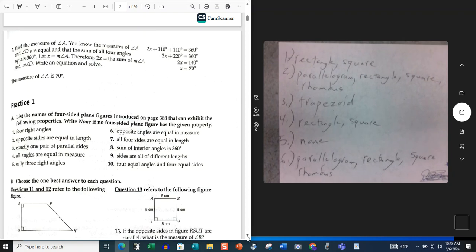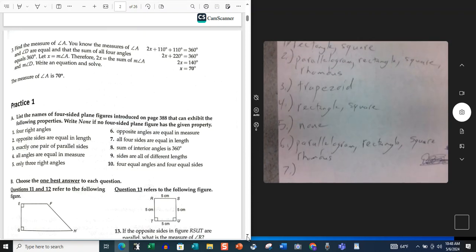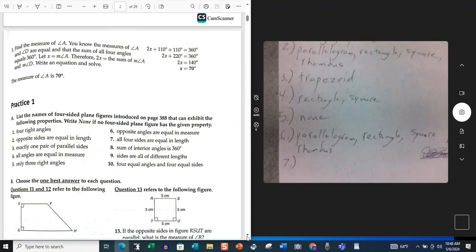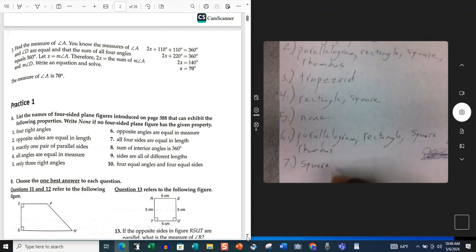Okay, number 7, all 4 sides are equal in length. Now we know the only ones that have all 4 sides equal in length, well actually it's 2. It's the square and the rhombus.